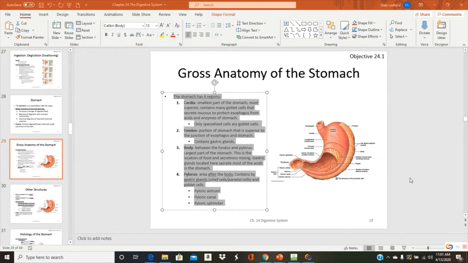Okay. Sorry about that. So our fundus contains some gastric glands.